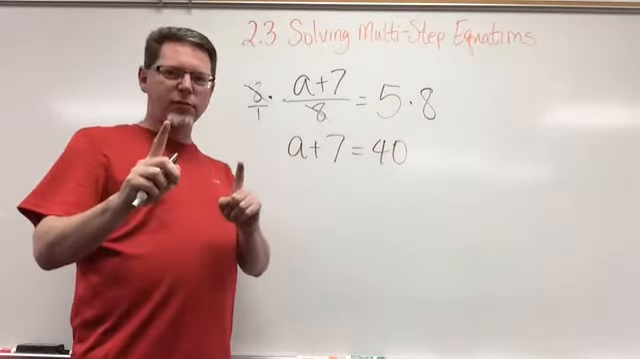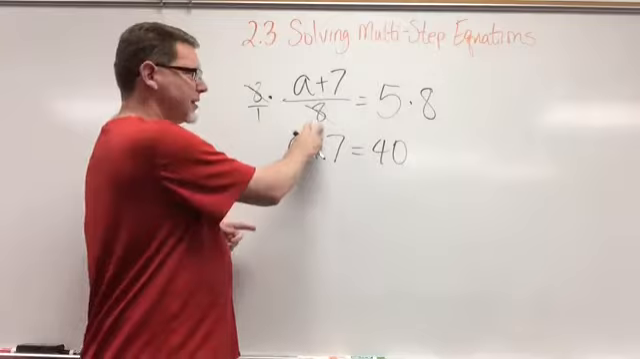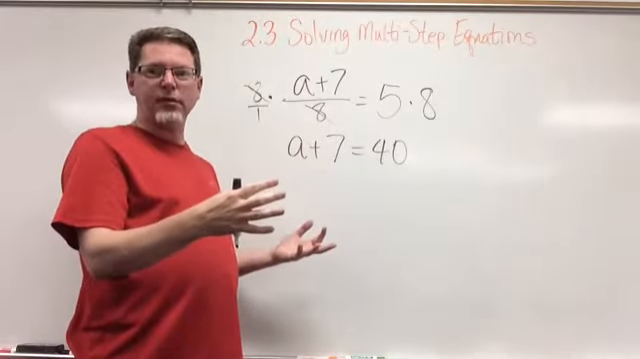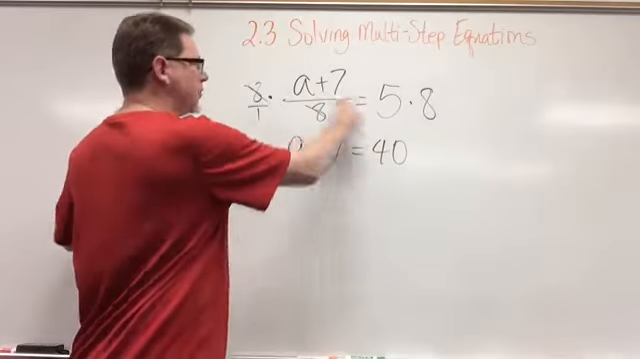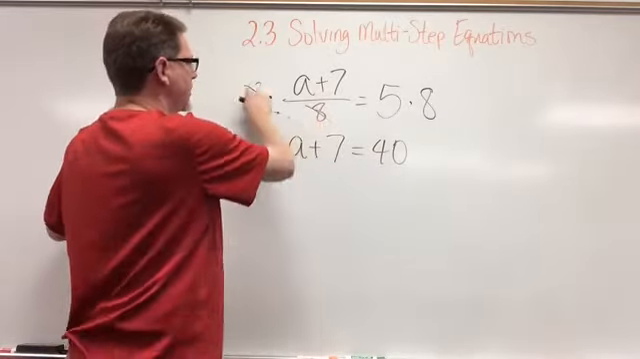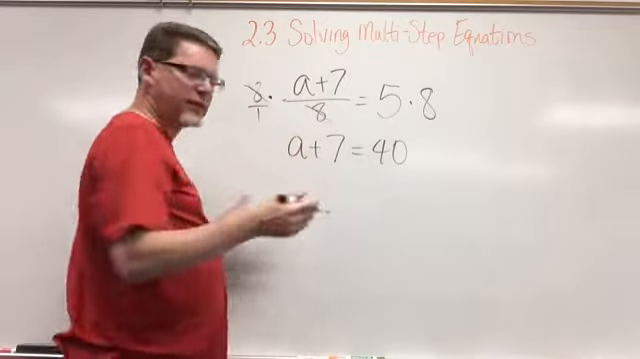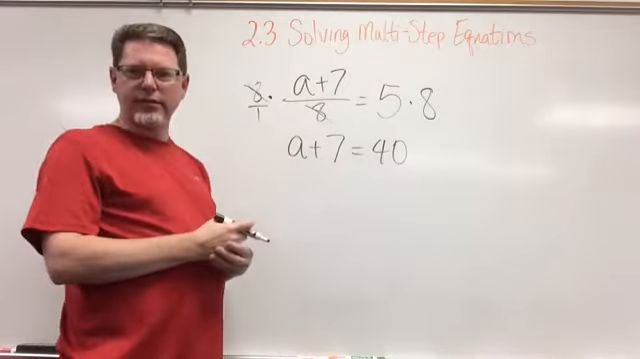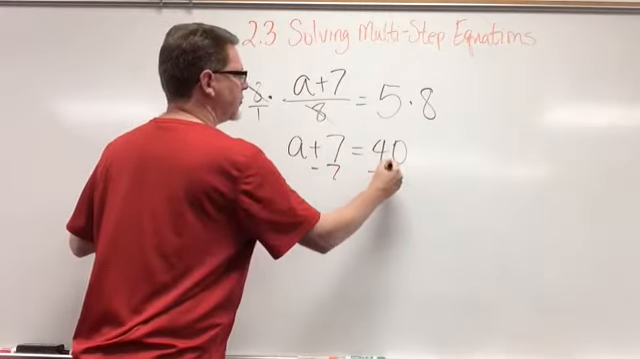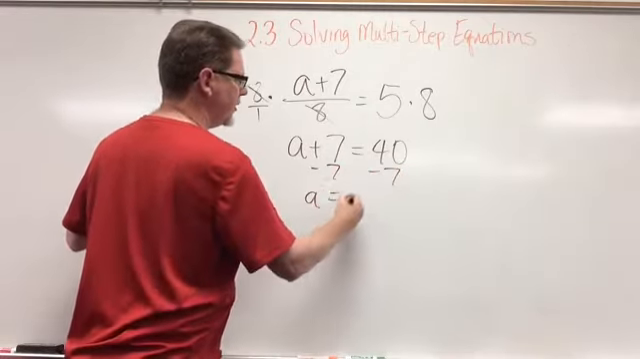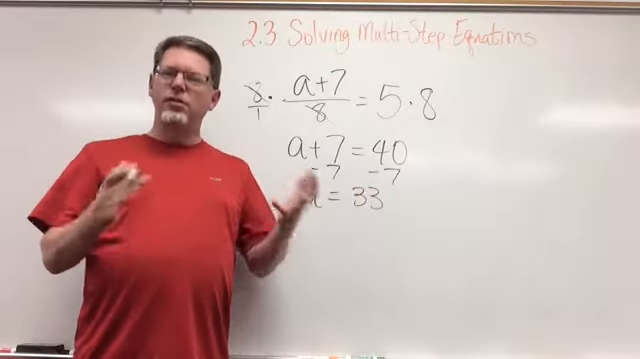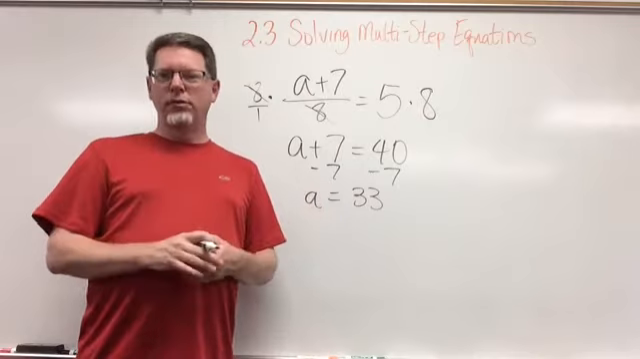Okay, let me just go over that one more time real quick. To get rid of a denominator, I multiply both sides by that same denominator. So I multiplied by 8 on both sides. 8 over 1 times a plus 7 over 8. The 8's cancel out, and they all become 1's. And then all I'm left with is a plus 7. Great. A plus 7 equals 40. Subtract 7 from both sides. So a equals 33. That's all. Just a quick review of solving multi-step equations.